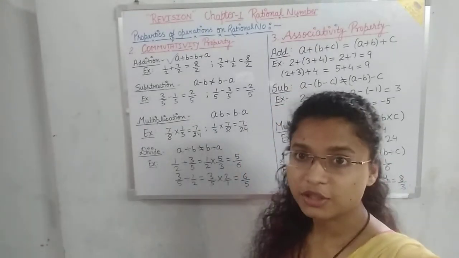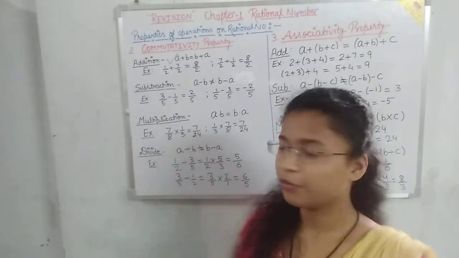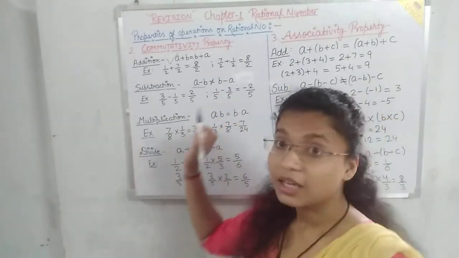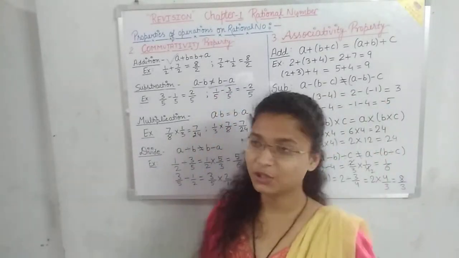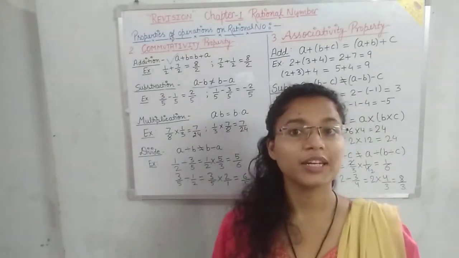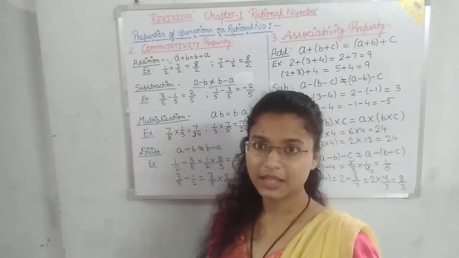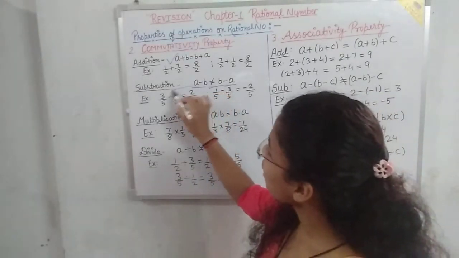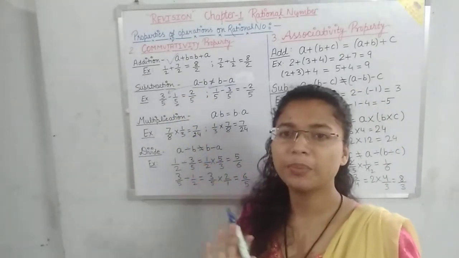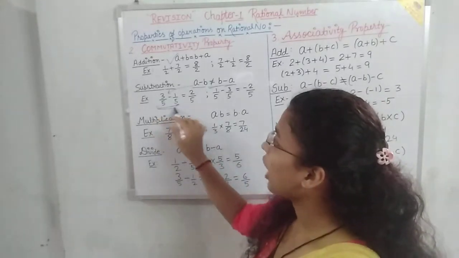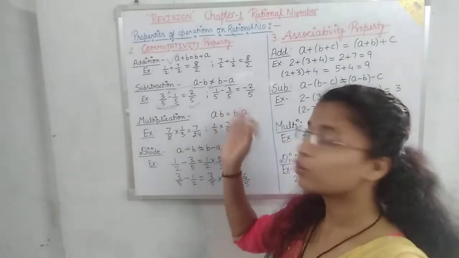Now for subtraction, the condition will be the same, only the sign will be different. A minus b is not equal to b minus a. Learn all the necessary conditions. For subtraction, a minus b is not equal to b minus a. Let's understand it by an example. Suppose a is equal to 3 by 5 and b is equal to 1 by 5. I am taking a simple example. When you subtract, you will get 2 upon 5.